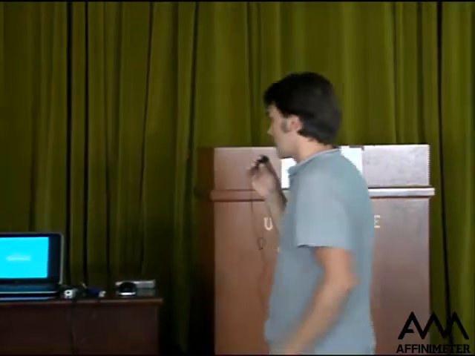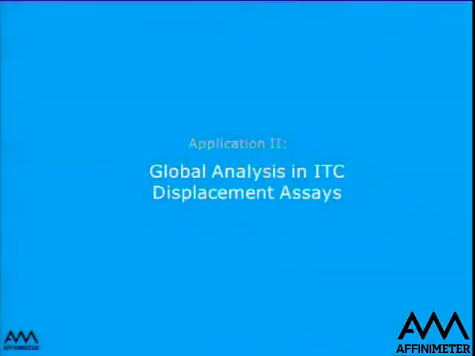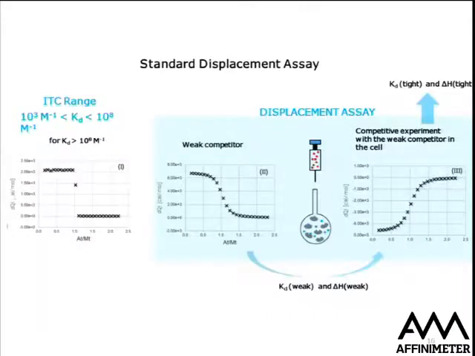The second application I would like to talk about today is global analysis in ITC displacement assays. First of all, I will show you the standard procedure that most people use. This displacement assay is used if you want to know with high precision the binding constant of a system, or when you have a ligand with very high affinity, out of the range of ITC. So people usually measure this. They have a very good measure of the enthalpy, but it's not possible to get the KD with precision.